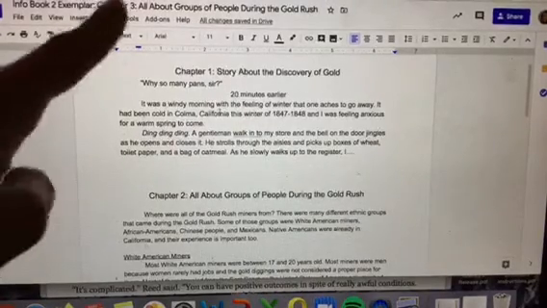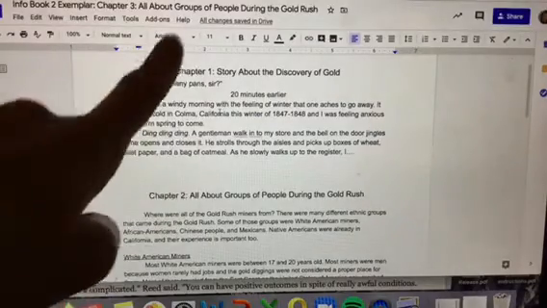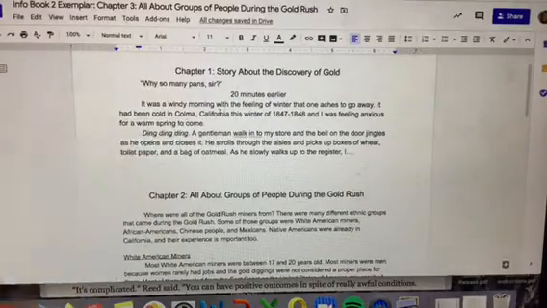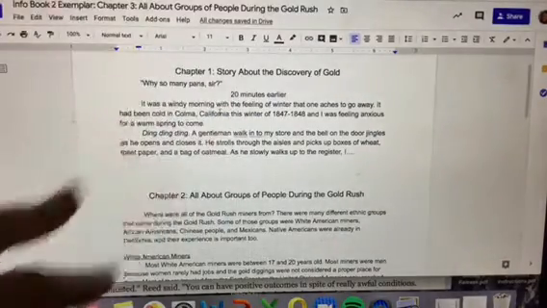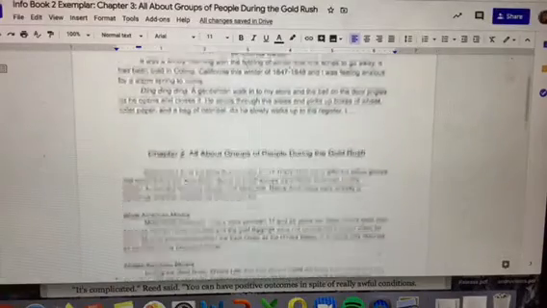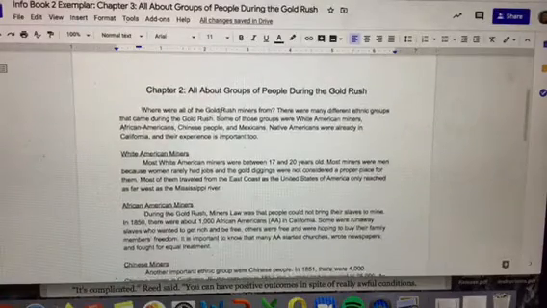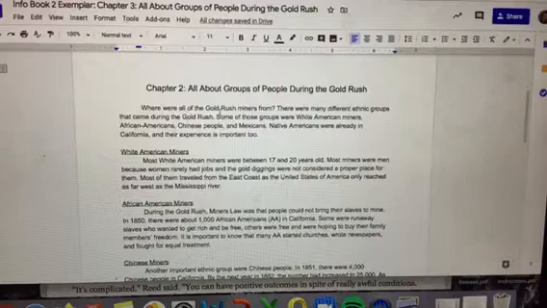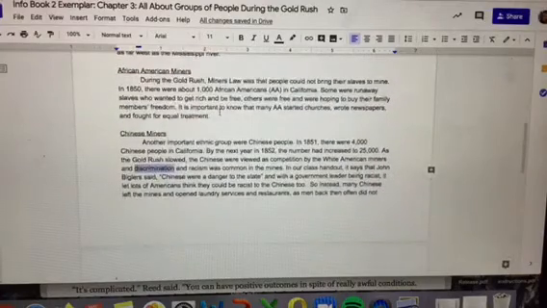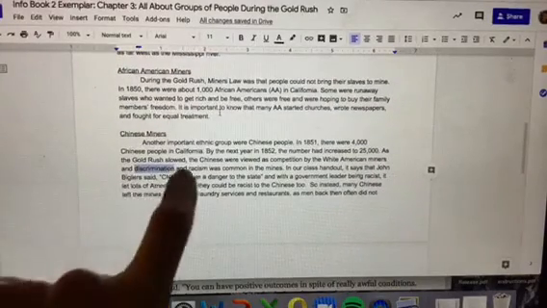So typically my chapter 1 would be much longer. I only did the start of it to demonstrate for you. So I would choose one if I had a longer story. Now, moving here, I was looking through all about groups of people during the gold rush, and I thought the word discrimination would be a good word.